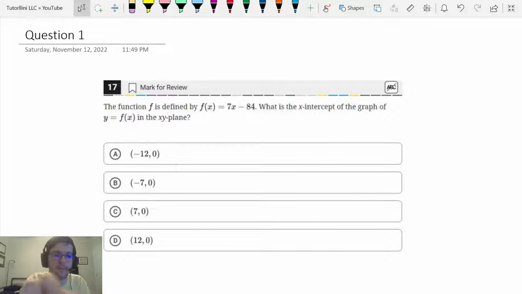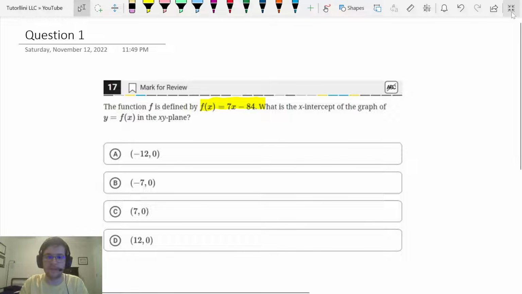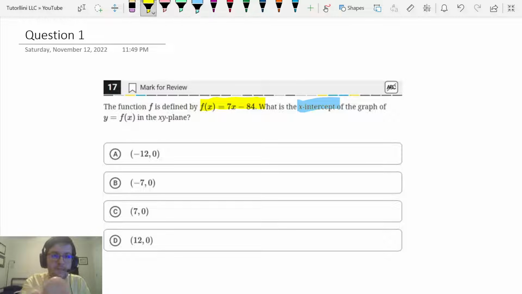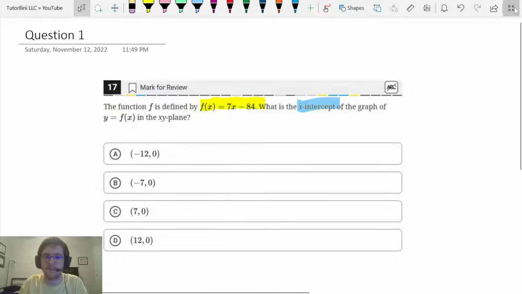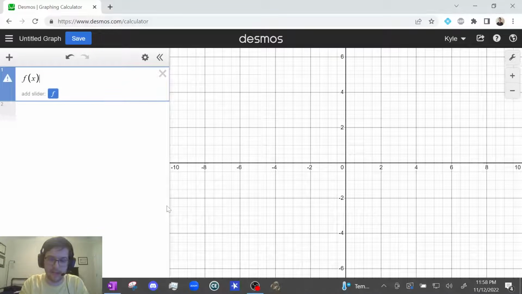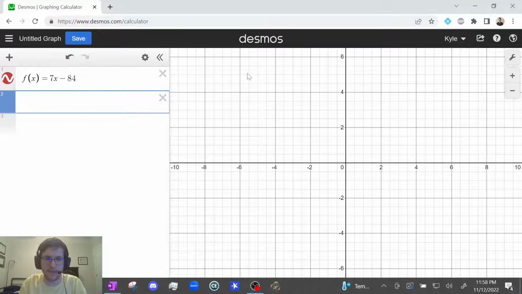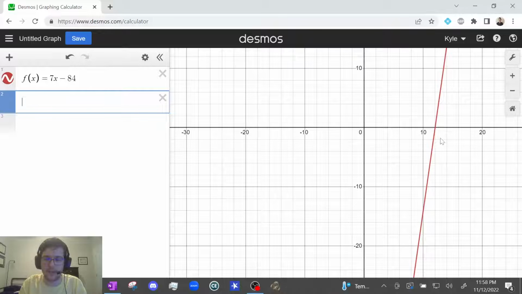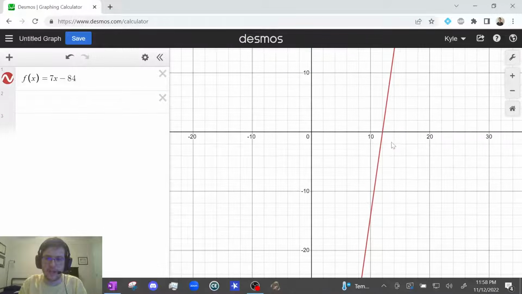So for this one, we're going to type in f of x equals 7x minus 84. Let's go to Desmos, and it wants us to find the x-intercept. So f of x equals 7x minus 84. Okay, so I can't really see it, so I'm going to zoom out. Oh, it's over here.